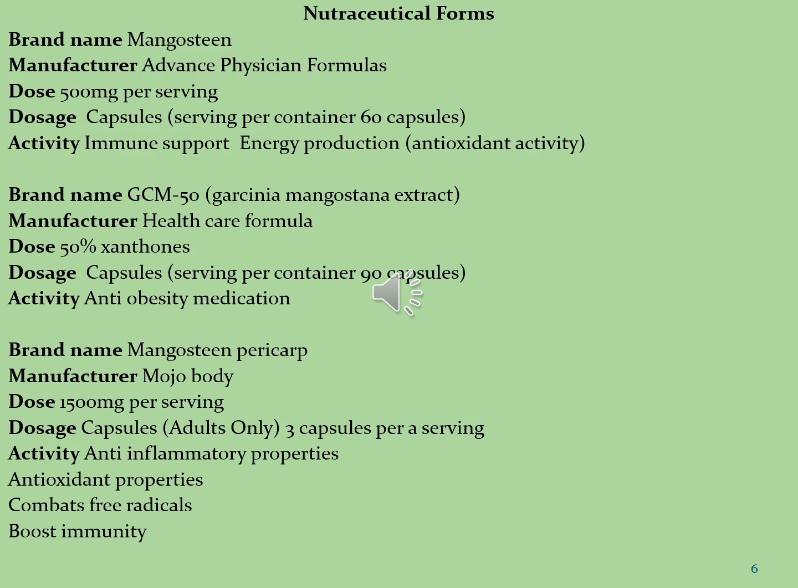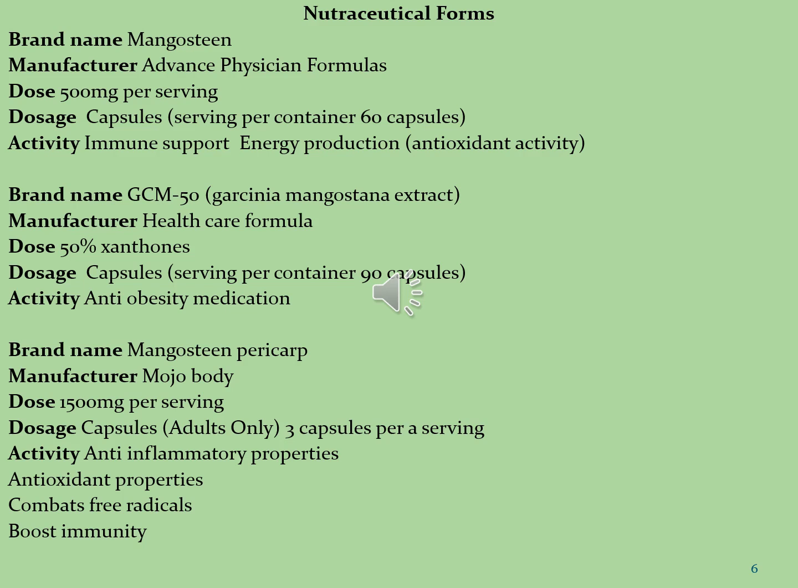The second brand is GCM50. In this brand, Garcinia mangostana extract is used as the active extract. It is formulated by the Healthcare Formula and we take its 50% pure extract in capsule dosage form, with 90 capsules per container. So it is used as an anti-obesity medicine.